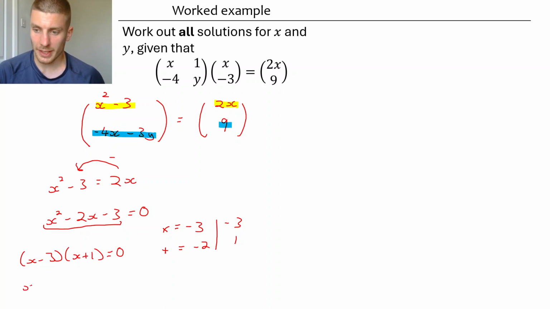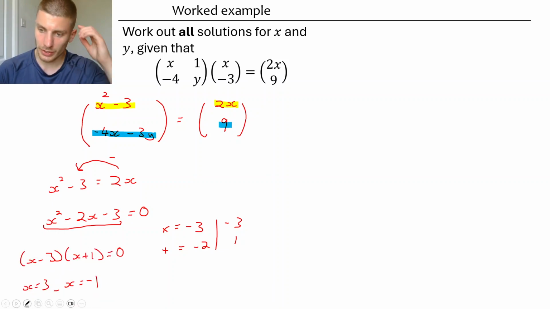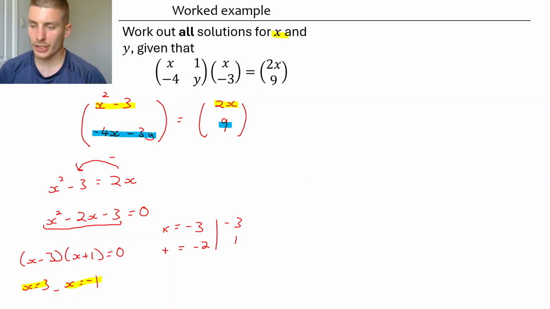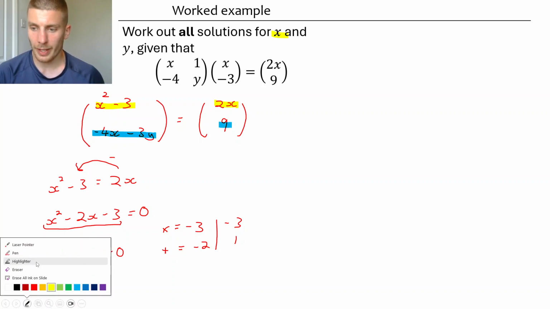So it's going to be x is equal to plus 3 and x is equal to minus 1. So what you've done is you've just found the x solutions. You've worked out the x solutions for this. You know that x must be equal to 3 and x is negative 1. But there's going to be corresponding y values that match with these x values. So let's go and find those out over here.